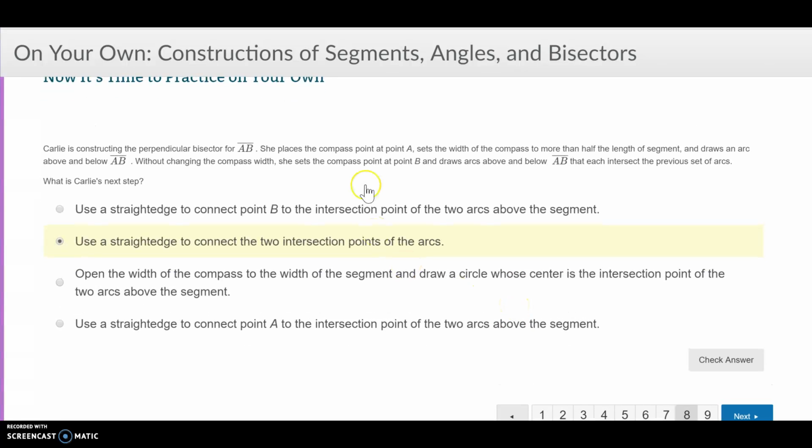Alright, Carly is constructing a perpendicular bisector for AB. She places the compass on point A and sets the width of the compass to more than half of the line segment. She draws an arc above AB. Without changing the compass, she sets it at point B and draws an arc above and below AB, each intersecting their previous arc. Now she's almost done, and so her last step is to use a straight edge to connect the two intersecting points of the arcs.